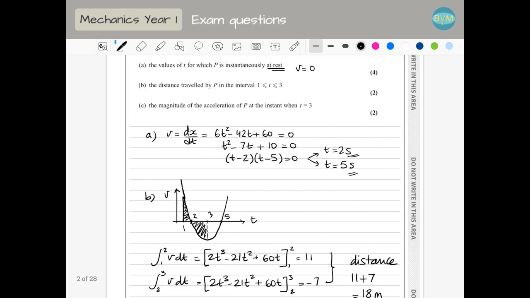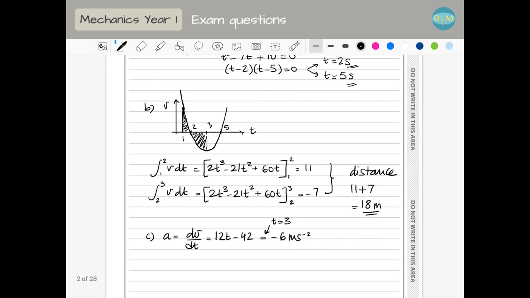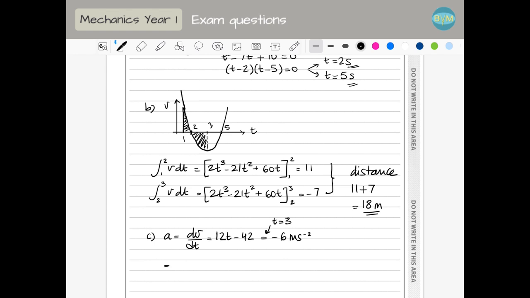But they say, look here, magnitude of the acceleration. And remember, the magnitude is always positive. So the magnitude of the acceleration is equal to 6, or 6 meters per second squared, but positive. Remember, magnitude is always positive. And that's all with this question.